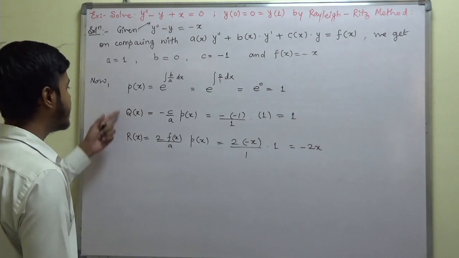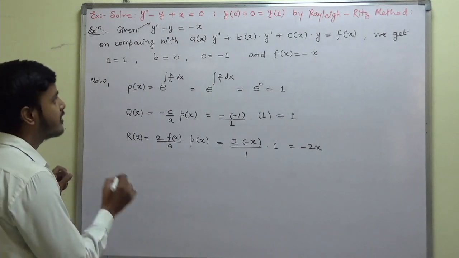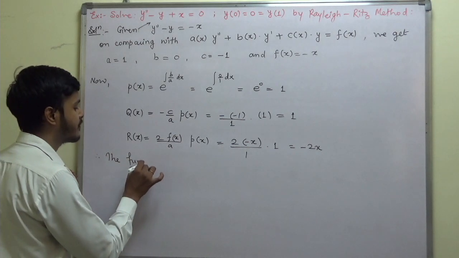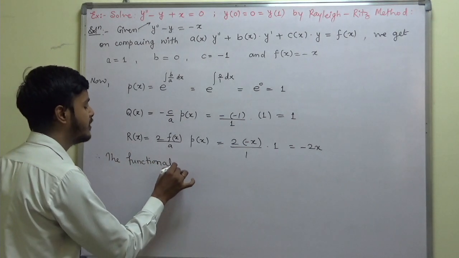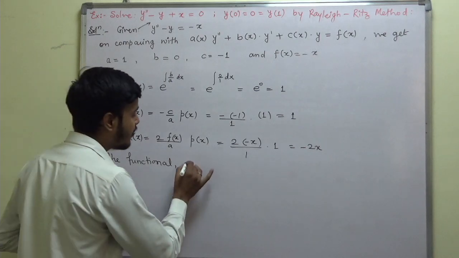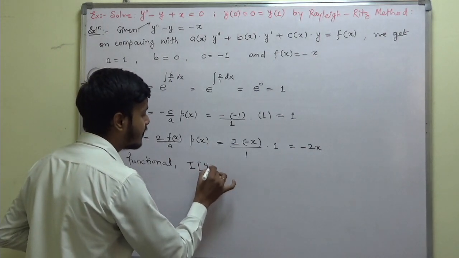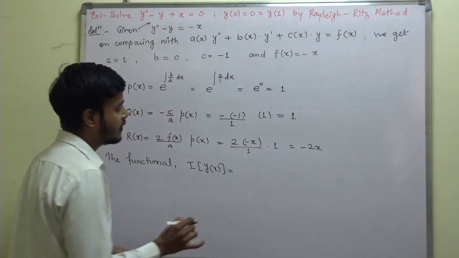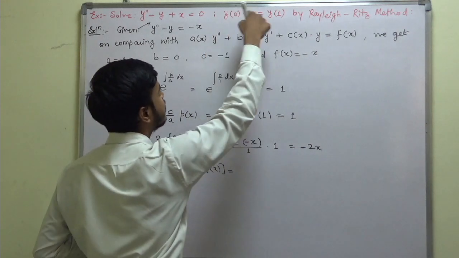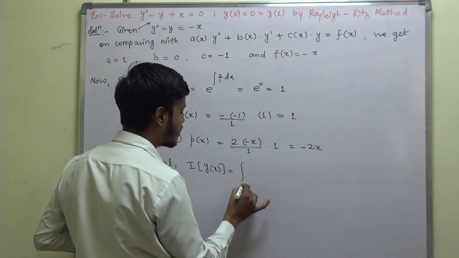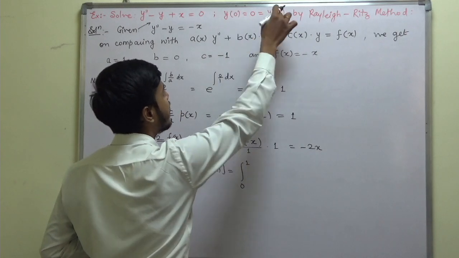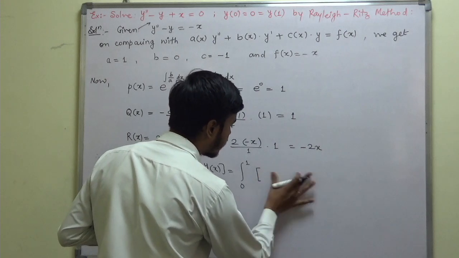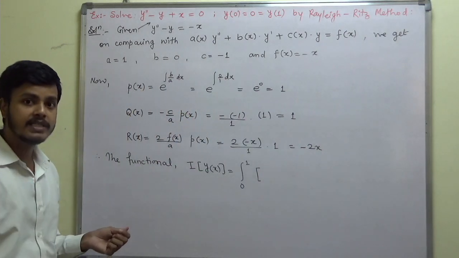Okay, now once you get this p, q, r, you can construct a functional. Therefore, the functional I of y of x is equal to the integration from x1 to x2. So x1 is 0, x2 is 1. Integration 0 to 1. What is that? P of x into y dash square.